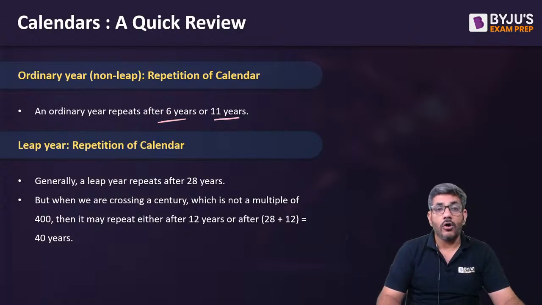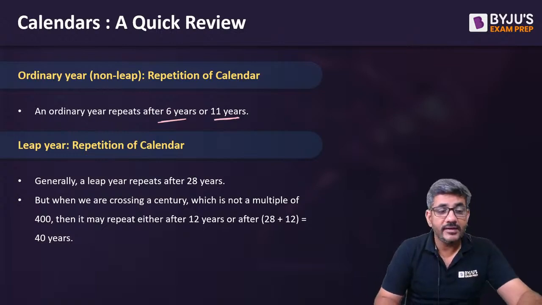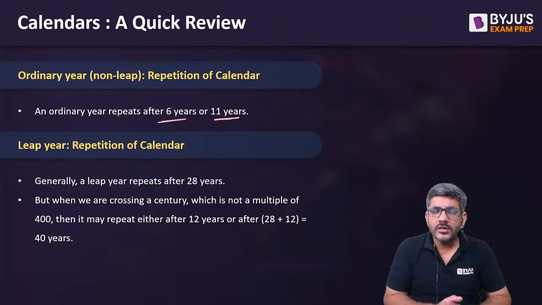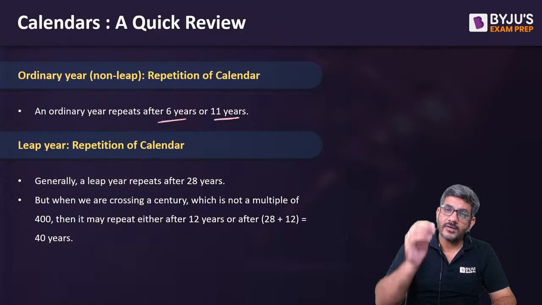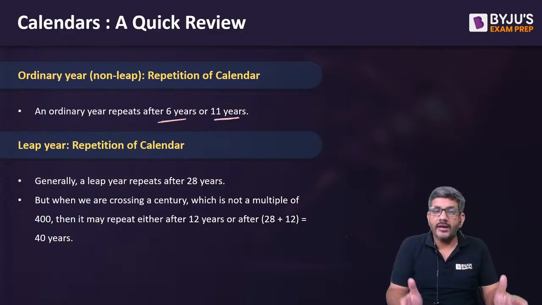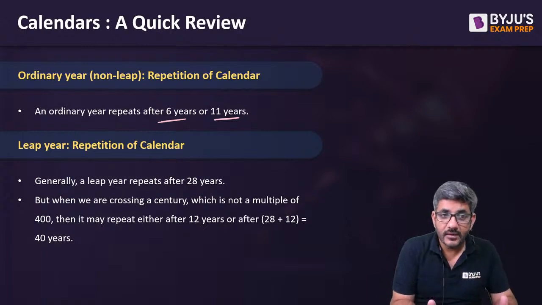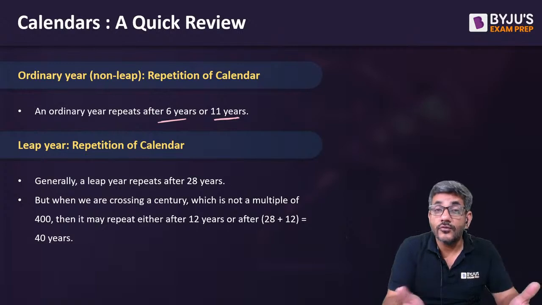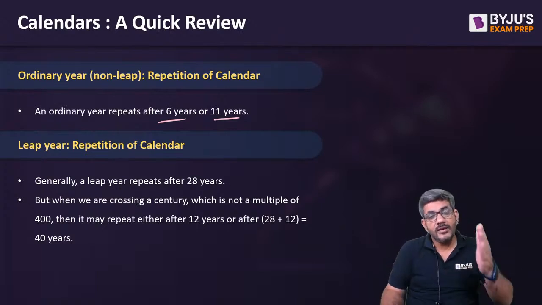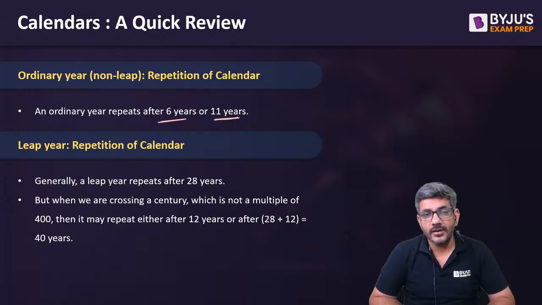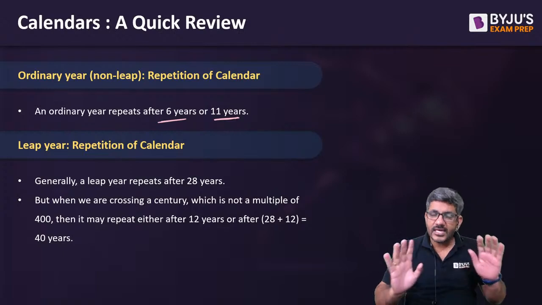28 years or 12 years or 40 years. These are the 3 values. Basically, normally तो the calendar of a leap year repeats after 28 years only. लेकिन उन 28 years के दौरान if you get a century, ठीक है, अगर कोई सेंचुरी आ जाए उस 28 years के दौरान, सेंचुरी वो वाली जो 400 से डिविजिबल नहीं होती है और 100 से डिविजिबल है, that will not be a leap year. In that case, it will repeat either after 12 years or after 40 years. So just keep that in mind.